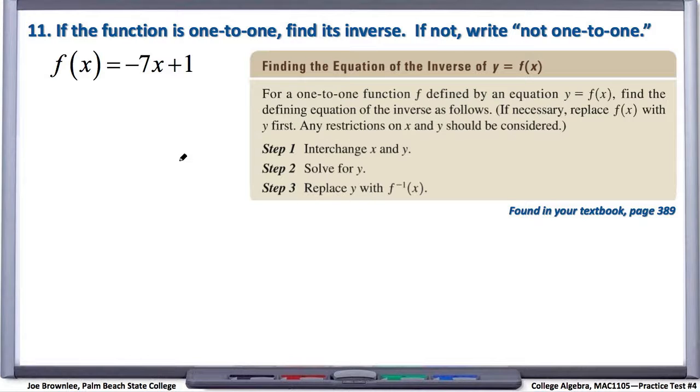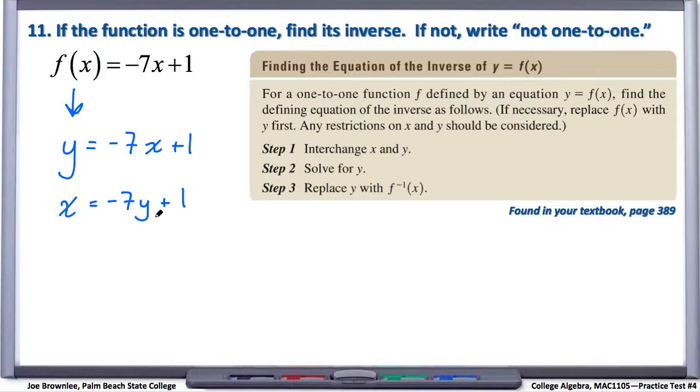And to do that, we're going to follow the given steps here on the right, which are found in your textbook on page 389. Now, the first thing we want to do is, because we were given an equation with function notation, we're going to swap out that function notation for y. So we have y equals negative 7x plus 1, and then we can go ahead and proceed with the 3 steps here. So step 1 says to interchange x and y, and all that means is that we're going to swap x and y. So we'll have x equals negative 7y plus 1.